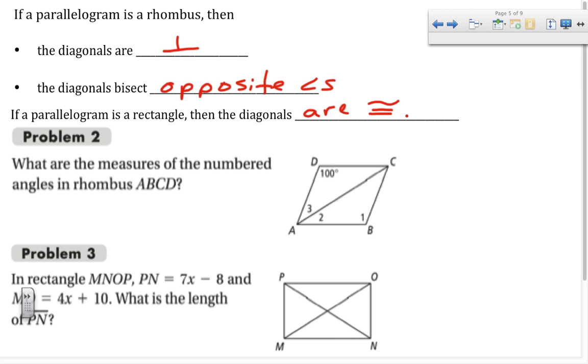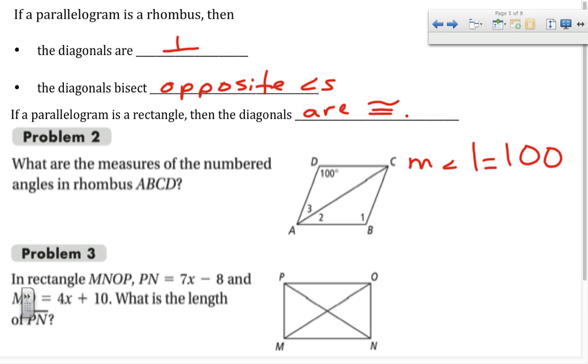angle 1 is easy. What's angle 1? 100. Remember, opposite angles of a parallelogram are congruent. So angle 1 is easy. How about angles 2 and 3? Don't give me an answer, give me a process. Angles 2 and 3. Any thoughts on how I'm going to find angles 2 and 3?